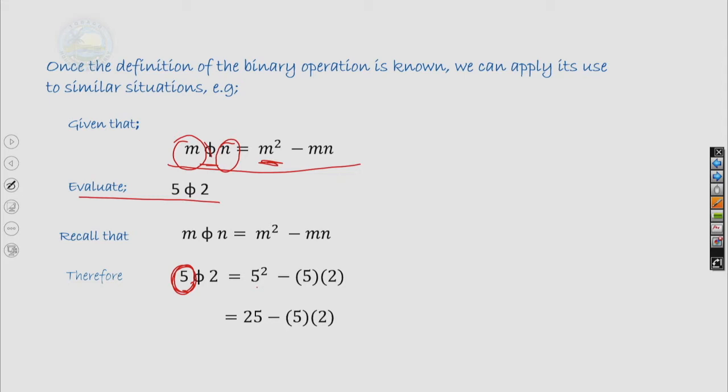Remember, when working any problems in mathematics, we must use BODMAS. We must use our laws of integers. Based on BODMAS, we were supposed to do the orders first. 5 squared is 25, and then we have a product occurring here. That product, 5 times 2, is 10, so 25 minus 10 gives me 15.